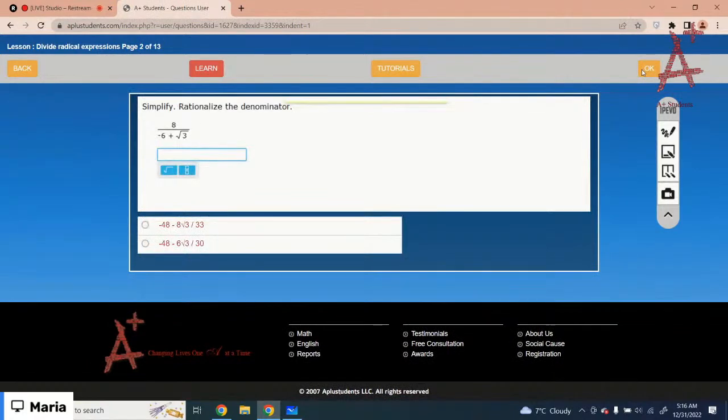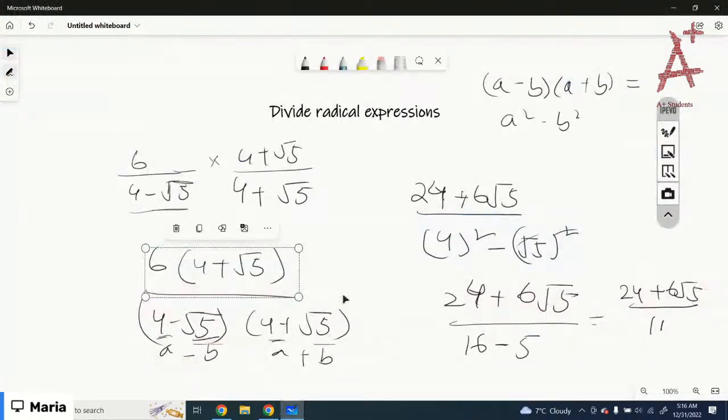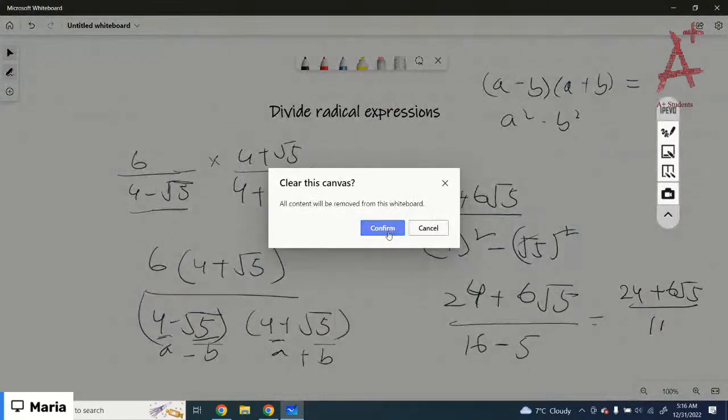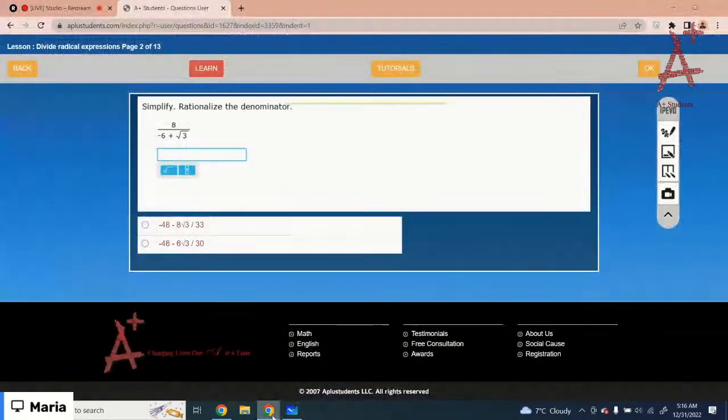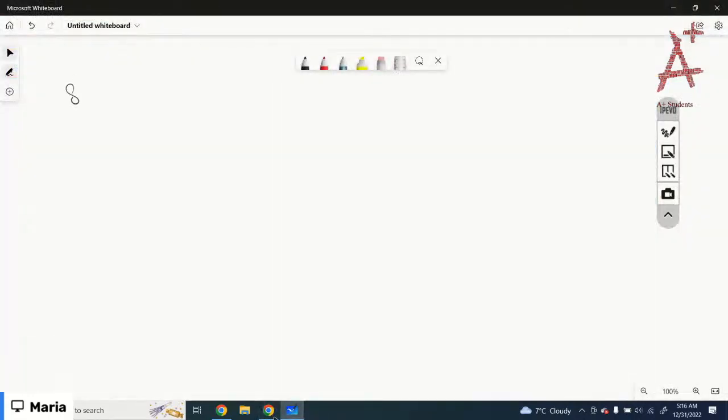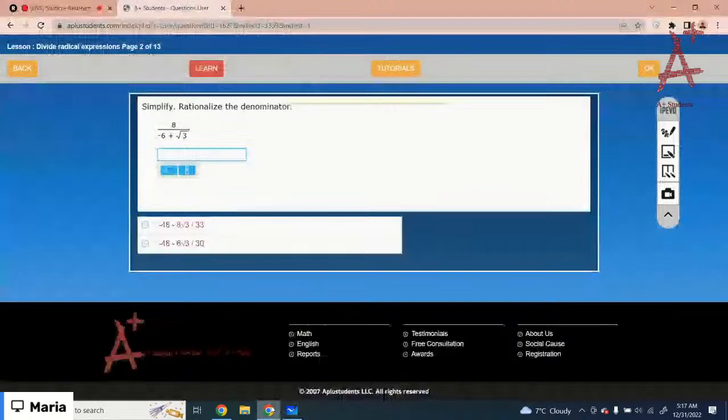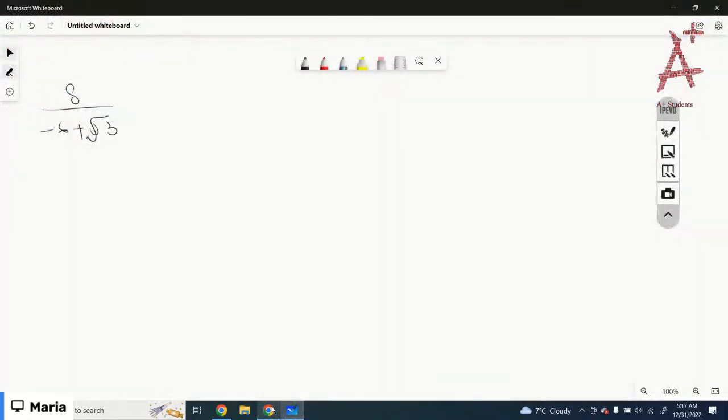Okay, the next one is 8 divided by negative 6 plus square root 3. So we have a radical in the denominator. We have to simplify. Simplifying means you have to remove the radical from the denominator. Got it? So we have to multiply it with the conjugate.